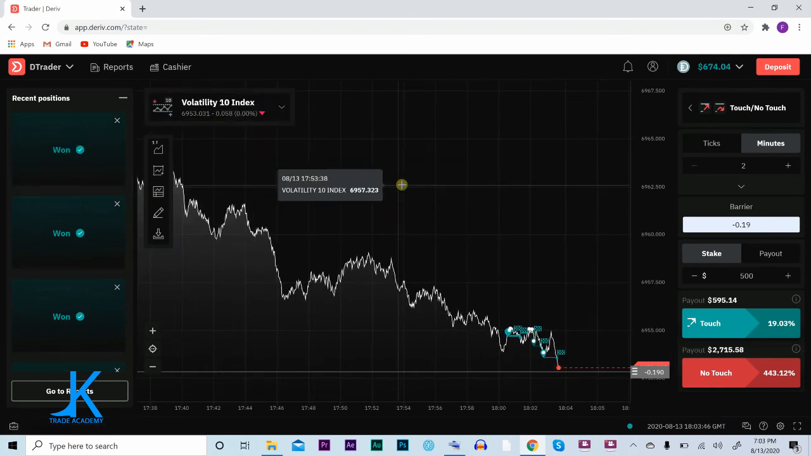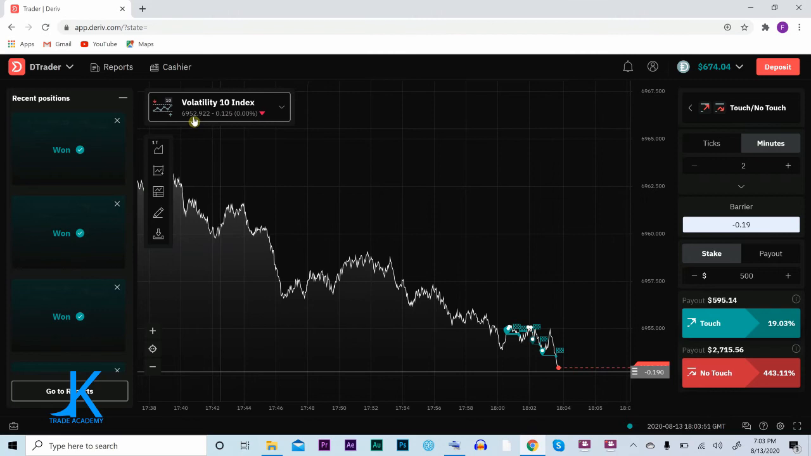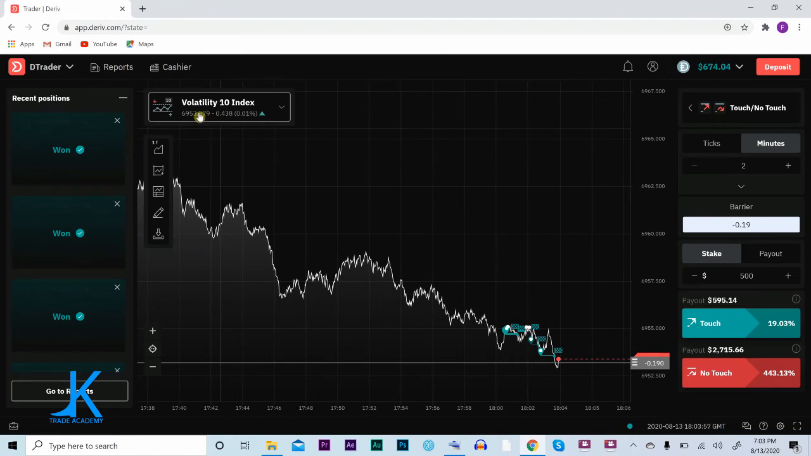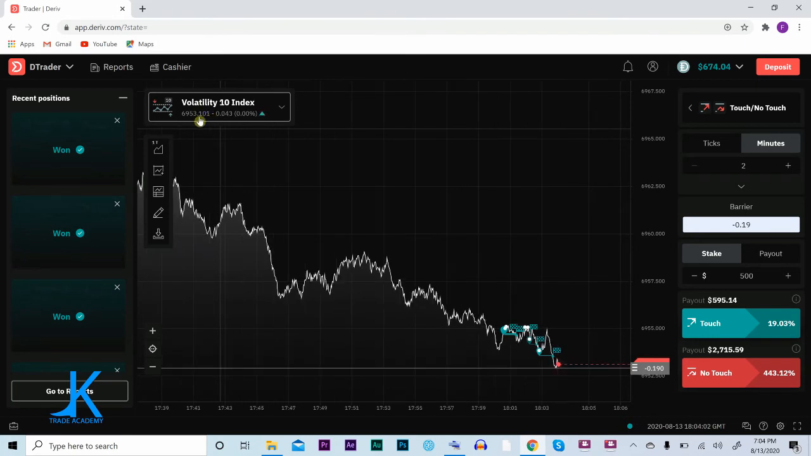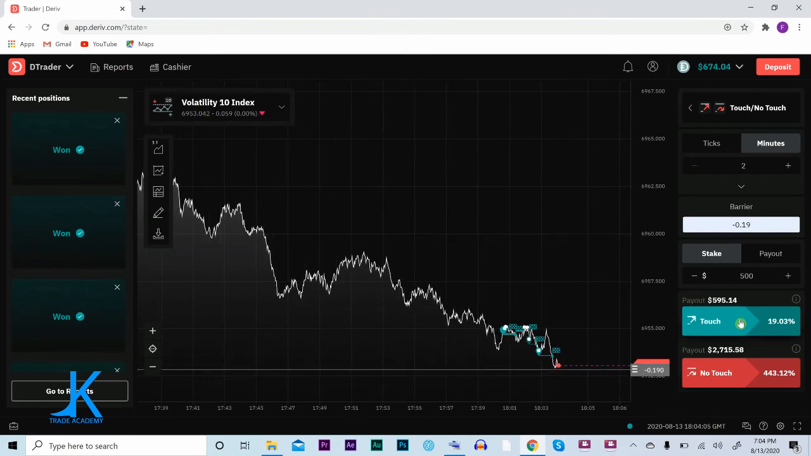So now again, follow the rules. You're using 10 volatility, and you're looking at the last digit, and the last digit will start from 800. When you see 800, anything 800, 815, 807, just trade touch. You will make profit on touch.